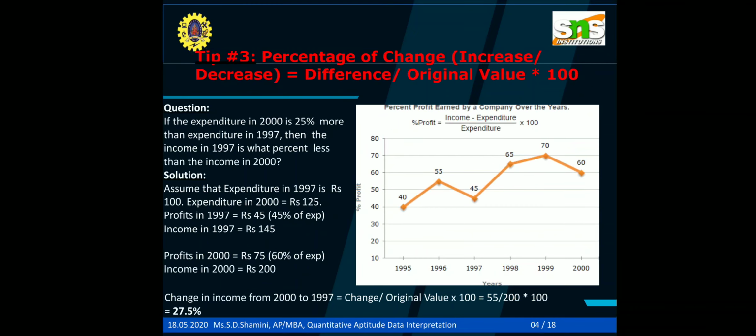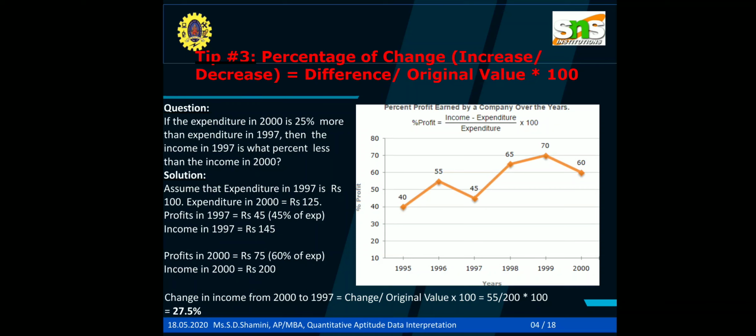The next tip is percentage of change, increase or decrease, which is calculated by difference divided by original value into 100. This is the line graph which has been given to you, and the question is, if the expenditure in 2000 is 25% more than expenditure in 1997, then the income in 1997 is what percent less than the income in 2000. For that, the solution is, assume that the expenditure in 1997 is rupees 100. So expenditure in 2000 is rupees 125.